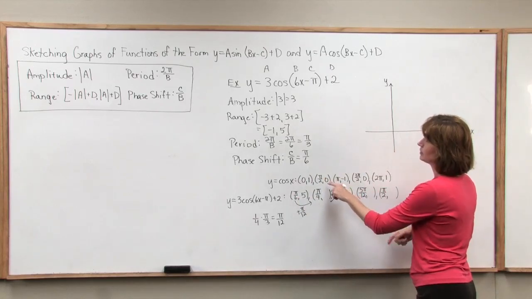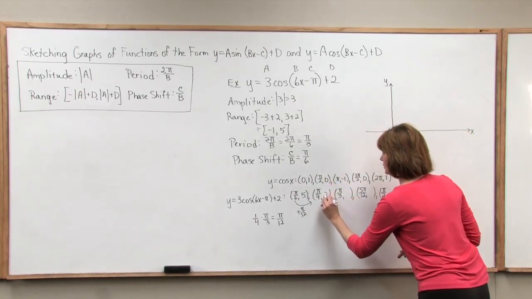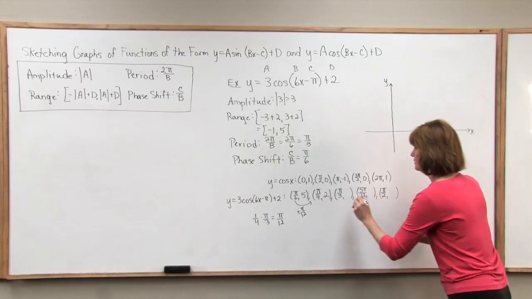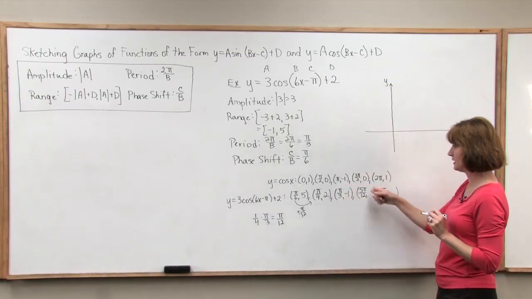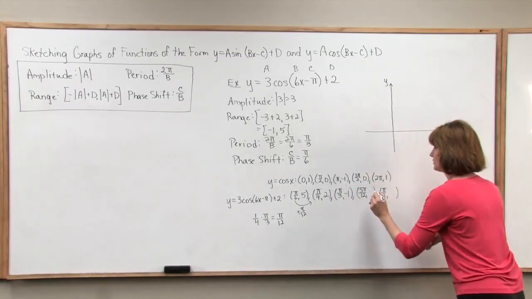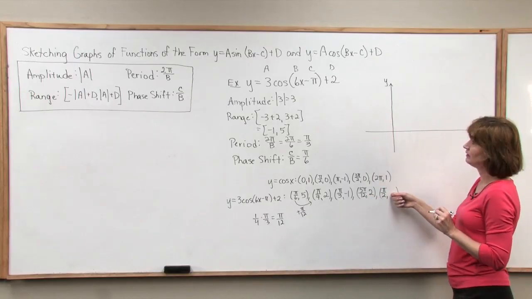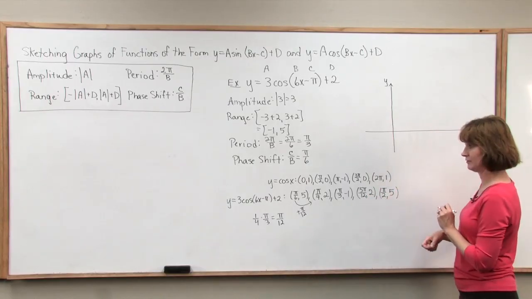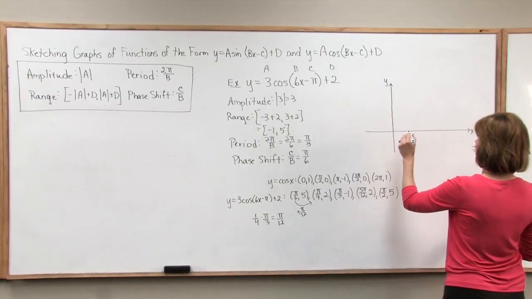5. 0 times 3 is 0, plus 2 is 2. Negative 1 times 3 is negative 3, plus 2 is negative 1. 0 times 3 is 0, plus 2 is 2. And finally, 1 times 3 is 3, plus 2 is 5. So let's plot these quarter points.